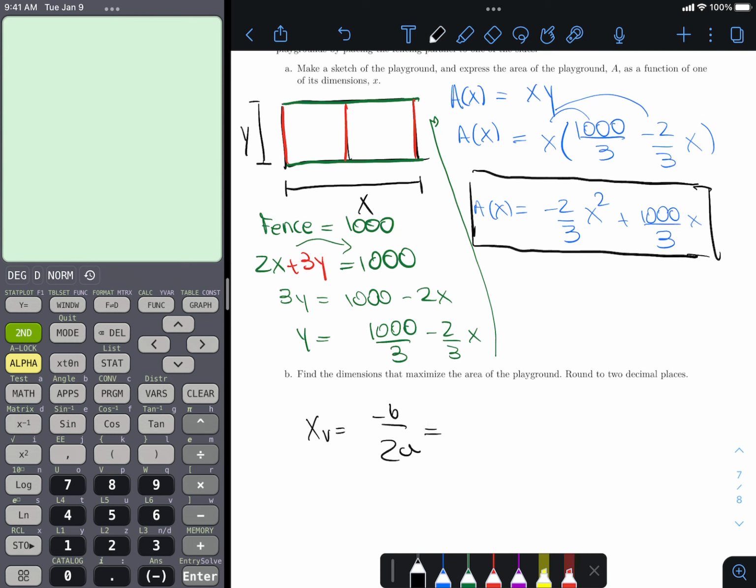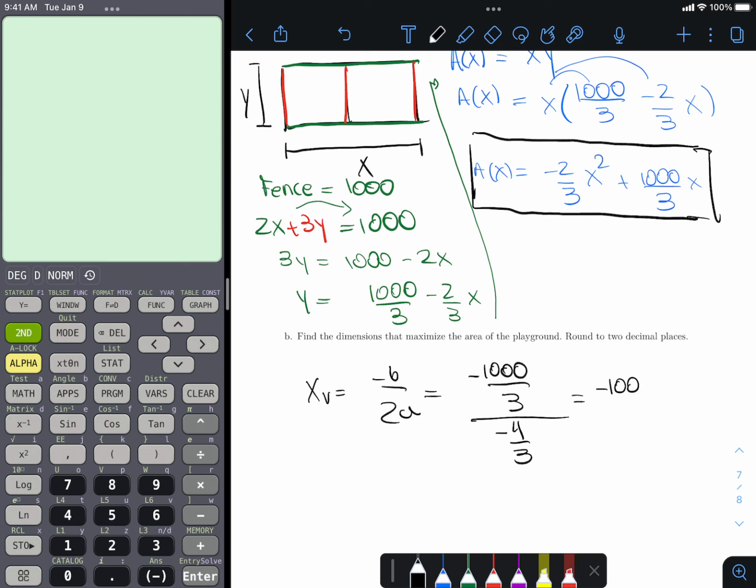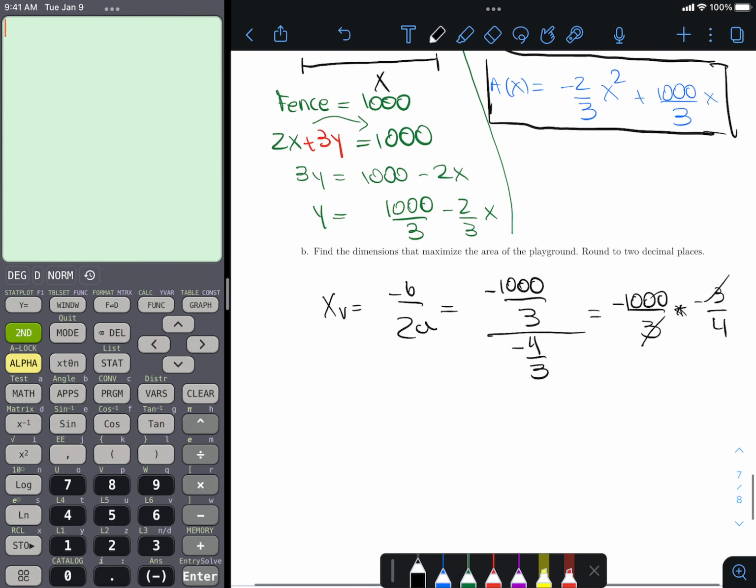And in this case, you're going to get minus 1,000 over 3, divided by 2 times a, so minus 4/3. When you divide fractions, it's equivalent to multiplying by the reciprocal of the other. So you can cancel the 3's and get 1,000 divided by 4, which is 250 feet. So that is x.